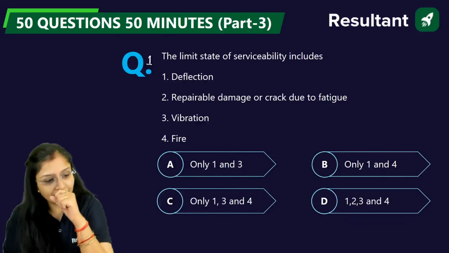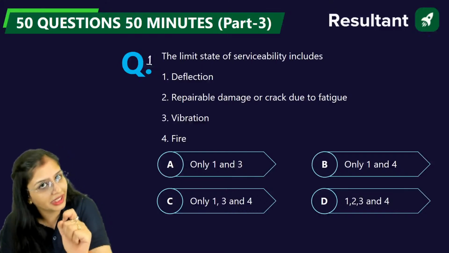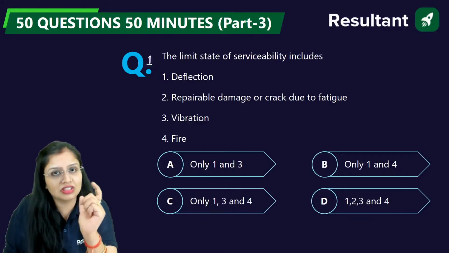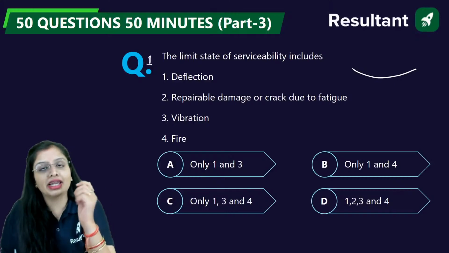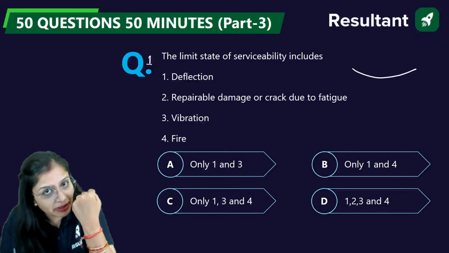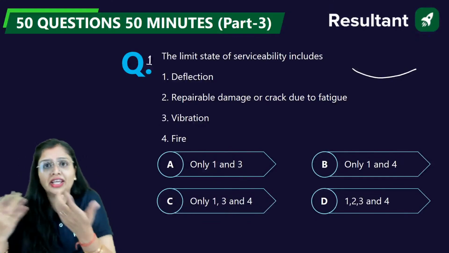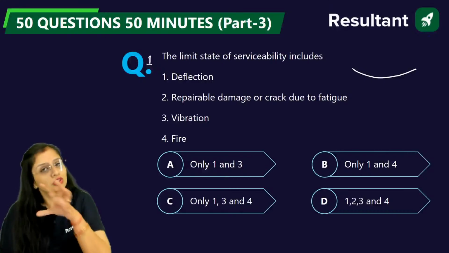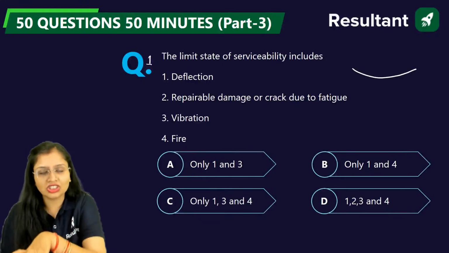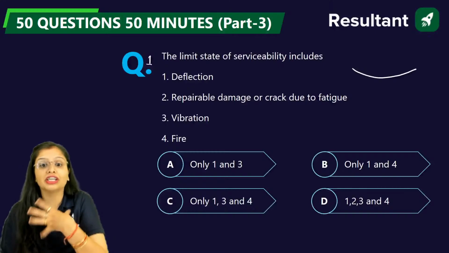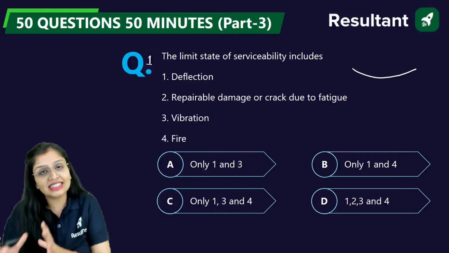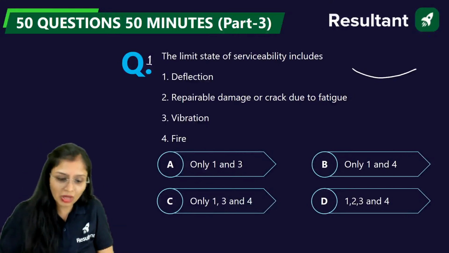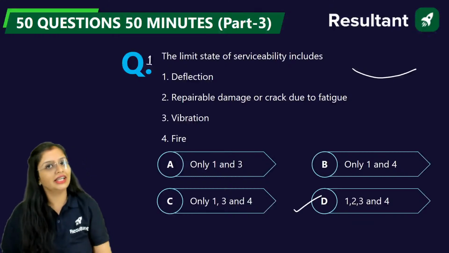So what are they? Come on, guys. The limit state of serviceability includes, obviously, a beam is serviceable but it may deflect. Slight damage or cracks may take place, vibrations may happen, fire may occur, outbreak of fire. Although the particular structure is in service condition, working condition, in that state you can get all of these. So 1, 2, 3 and 4 are all correct answers.